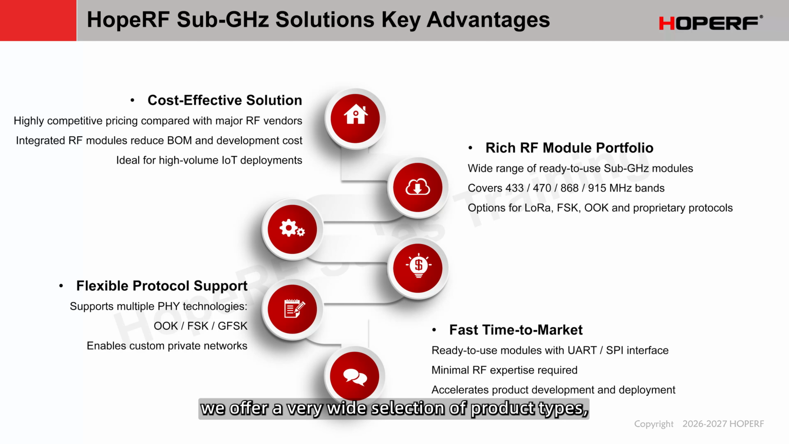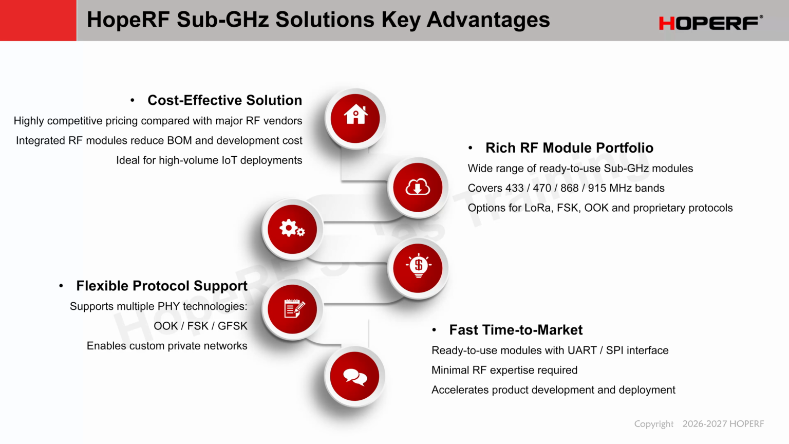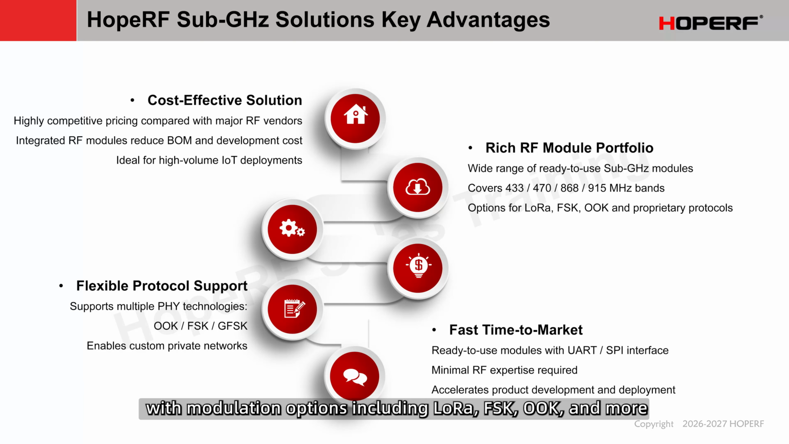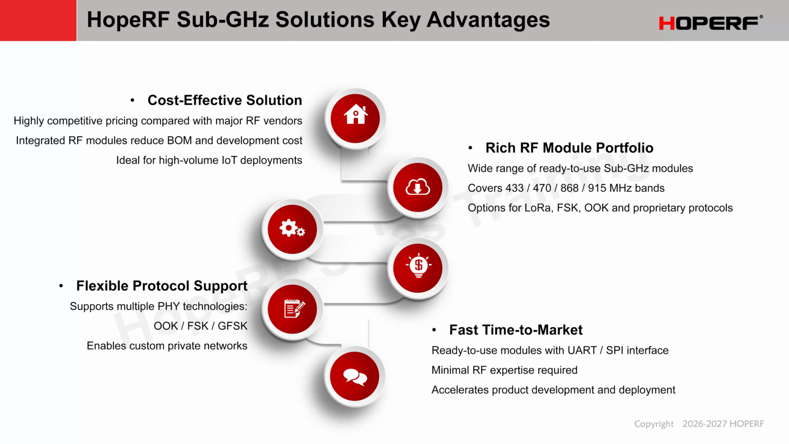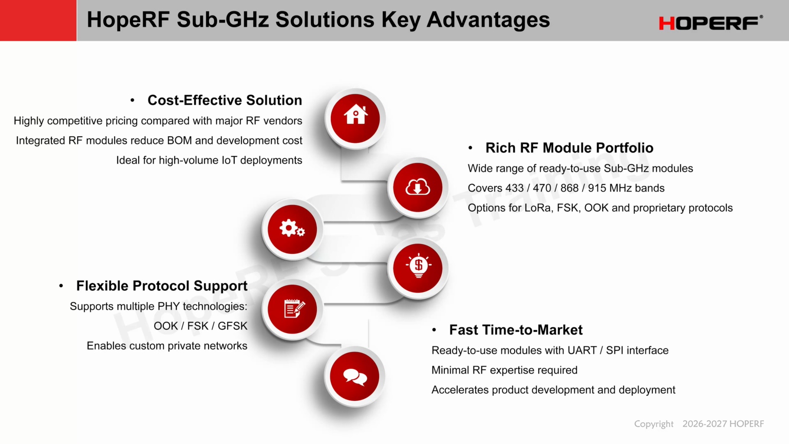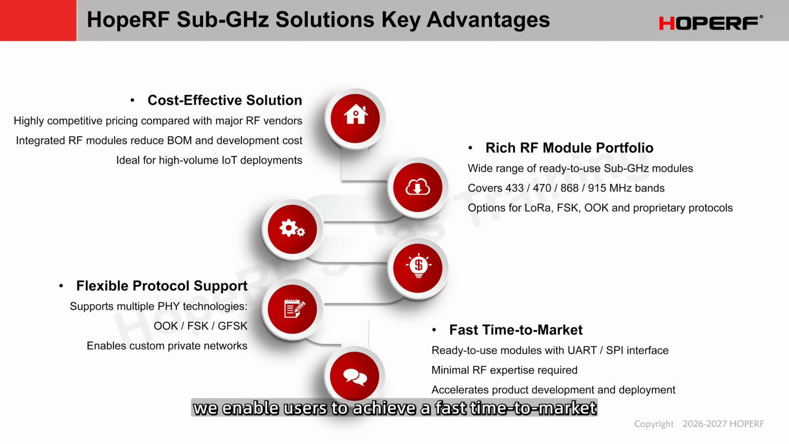Second, we offer a very wide selection of product types, covering mainstream frequency bands such as 433 MHz, 470 MHz, 868 MHz, 915 MHz, etc., with modulation options including LoRa, FSK, OOK, and more. Third, we deliver excellent compatibility support. Hoperf provides chips that support the physical layer for various communication protocols. Fourth, with all these advantages working together, we enable users to achieve a fast time to market.